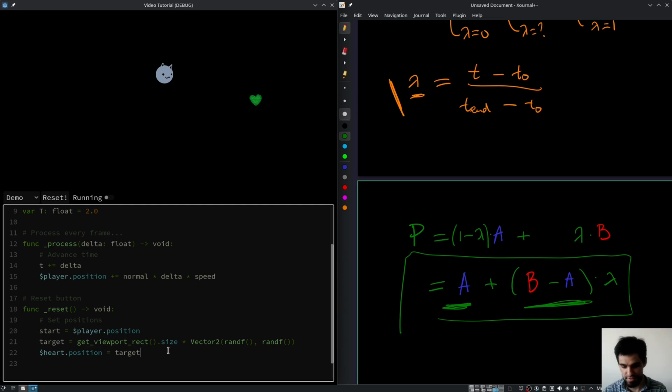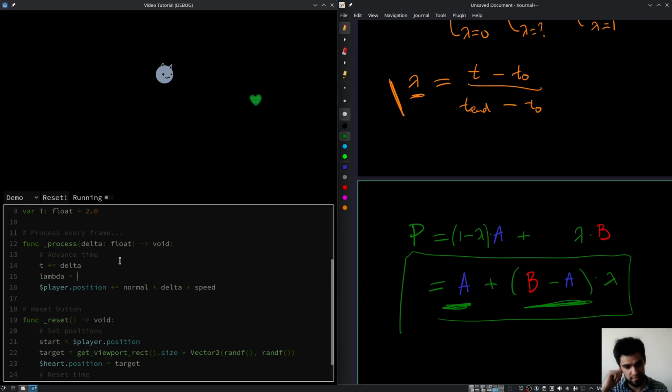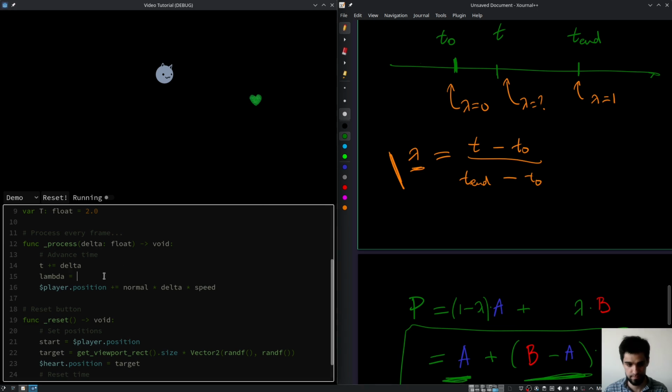And we also want to reset time. So T is going to be equal to 0 whenever we press the reset button. And then we want to find this lambda. In this case, it's a bit simpler because T0 is 0. So it's just going to be T divided by big T.